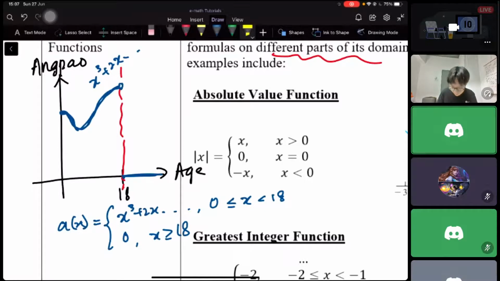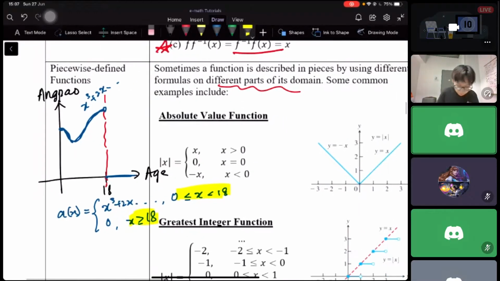So do you notice that this is actually a domain? This is how you define a domain, right? Which means this is the definition of a piecewise defined function. On different parts of its domain, it is defined differently.